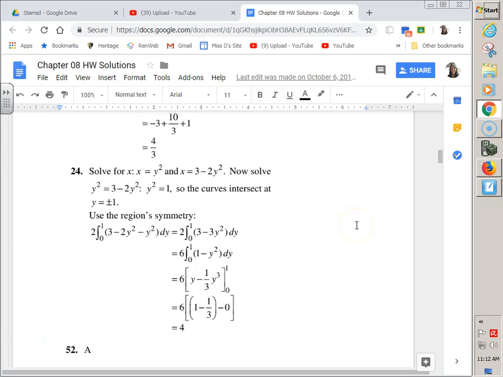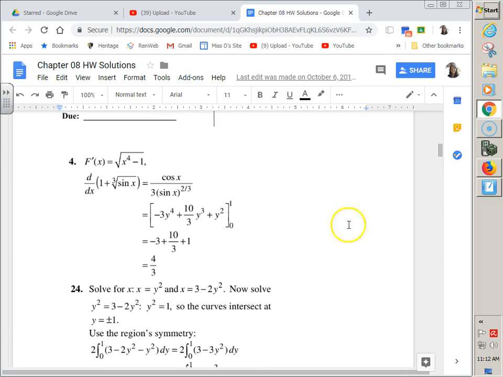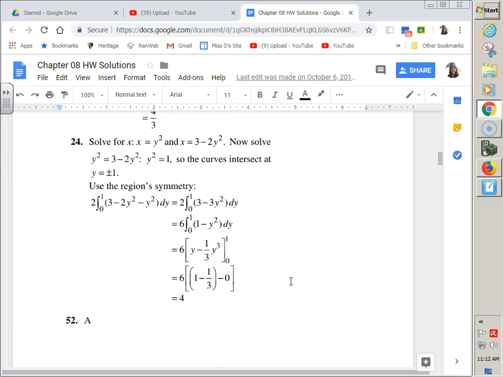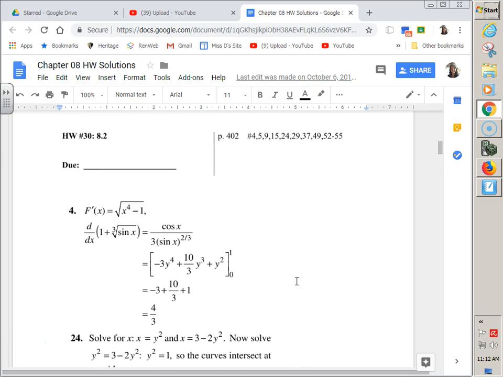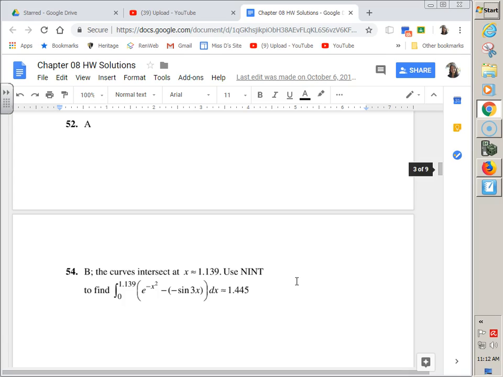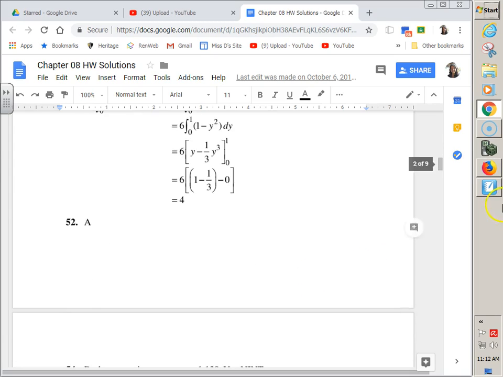Number 24, final answer, 4. Sorry, guess you guys have to skip around in homework. Number 4 is 4/3. Number 24 is 4. Number 52 is A. Is that it? Yeah, we did. Oh, 54. 54 is B. What's NINT? Function integrate, using the integral function of our calculator. Okay, any questions? 4/3, 4, A and B.